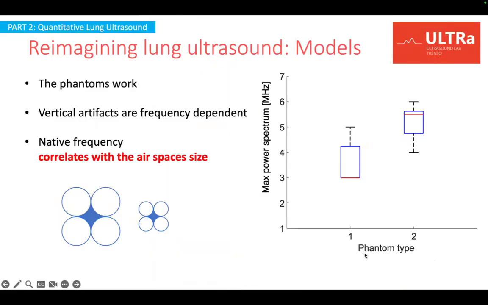And that's very interesting, because when you test with the larger group of phantoms, you see that you can differentiate between the phantom types, and therefore you can differentiate bubble sizes by means of the native frequency, which is the frequency at which we are receiving the strongest intensity connected to the vertical artifacts. Now, what we think this is actually relating to is not the size of the bubble itself, but the size of the spacing between the bubbles. So large bubbles, large spacing, low frequencies; small bubbles, small spacing, high frequencies.